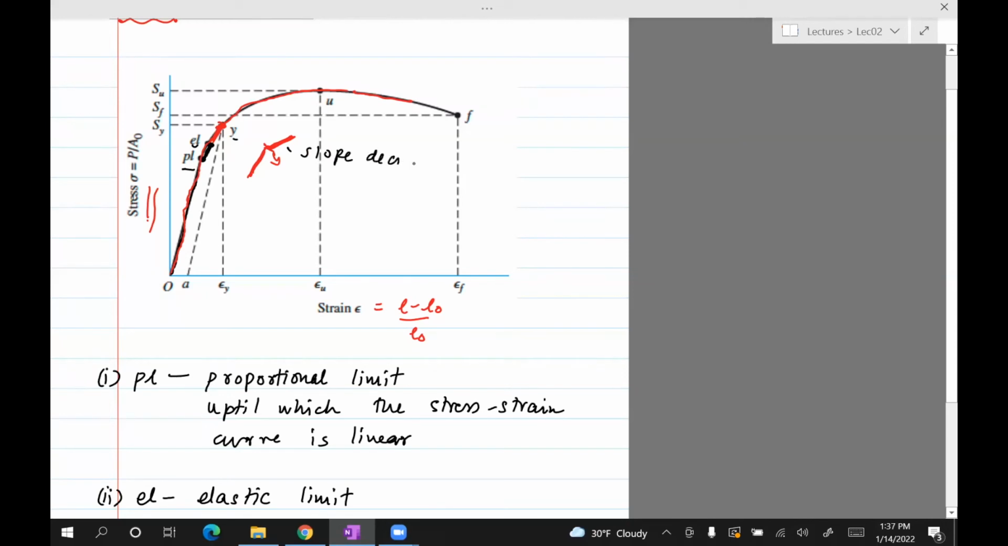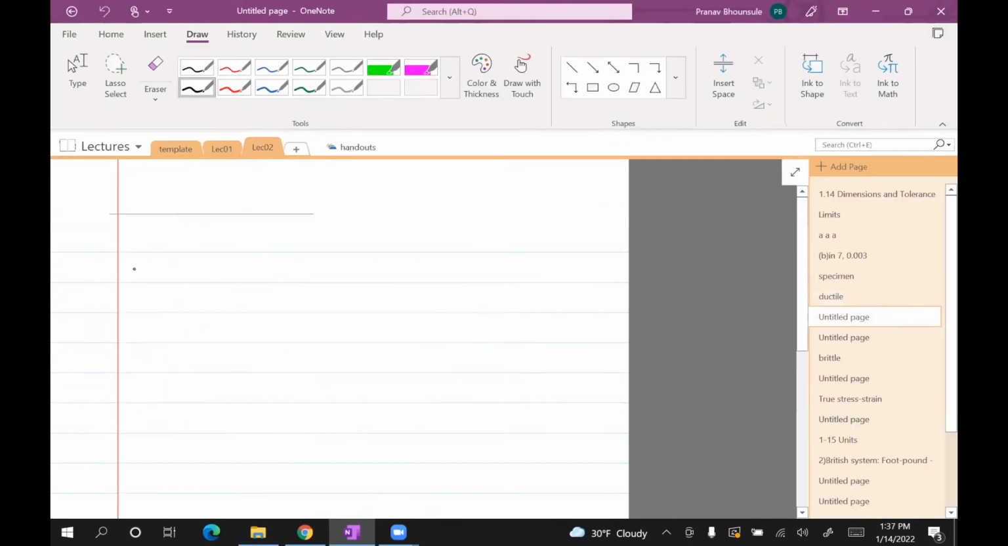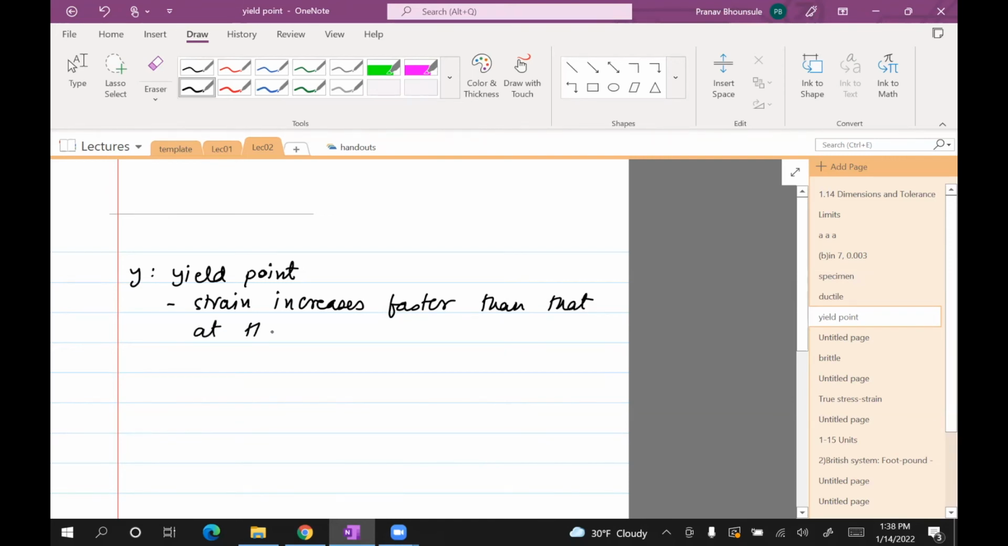Slope decreases. So let's write that down. So Y is the yield point. So all you need to check is the change in slope. So here strain increases faster than that at the elastic limit.